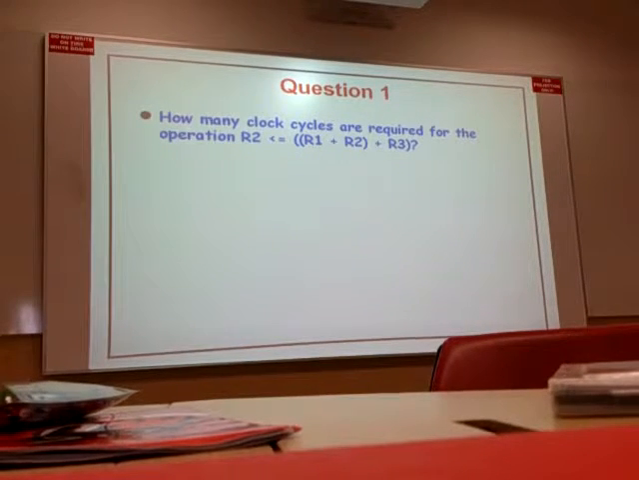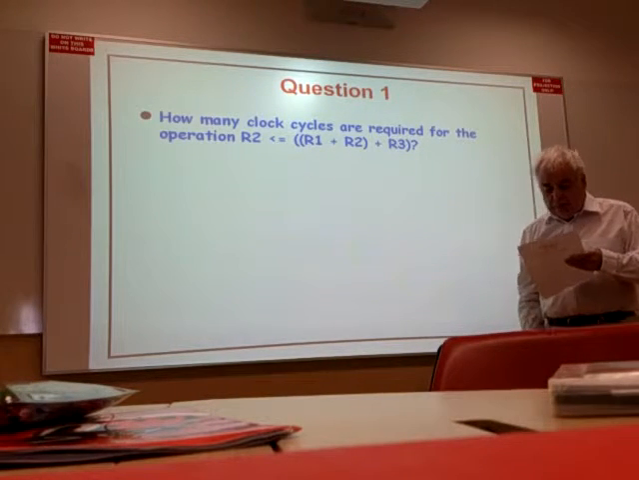And then lastly, it's a more complicated operation.